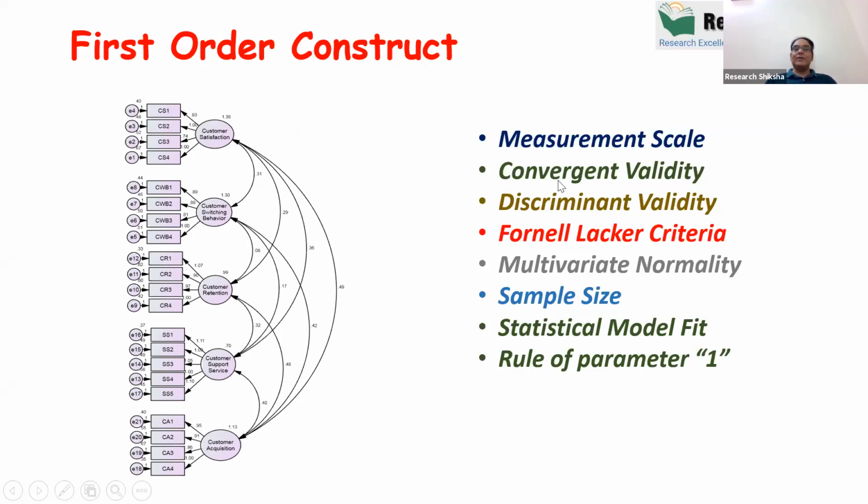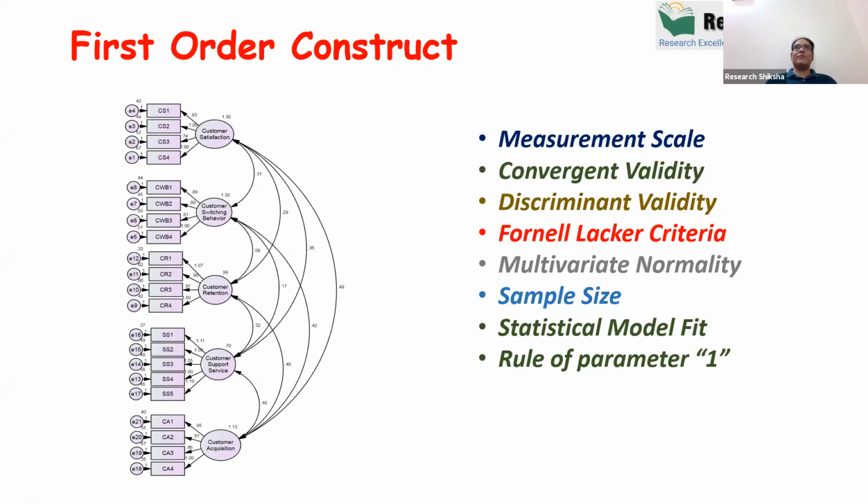After that, we examine the convergent validity and the discriminant validity. We also use the Fornell-Larcker criterion. A multivariate assumption of normality is also required. Regarding sample size, in case of AMOS, the sample size is at least 10 times the number of variables. For example, if you have 25 variables in a model, you must have a sample size of 250.